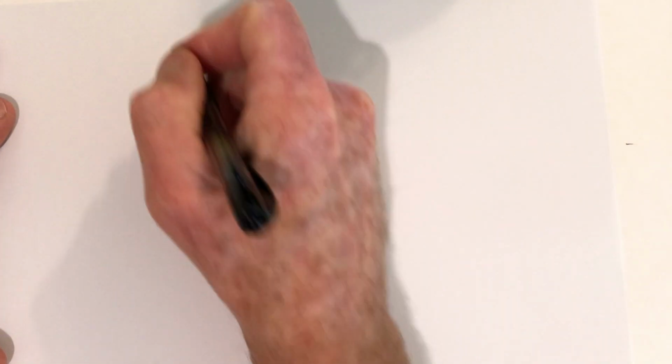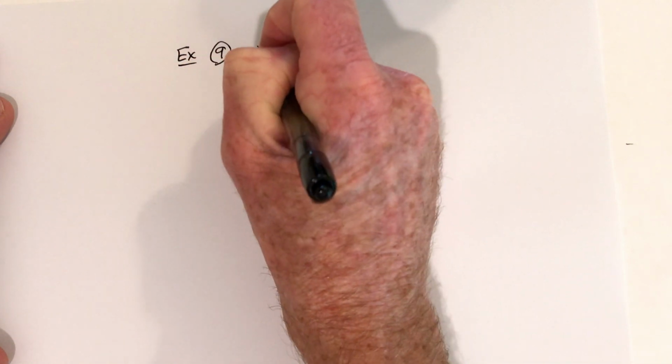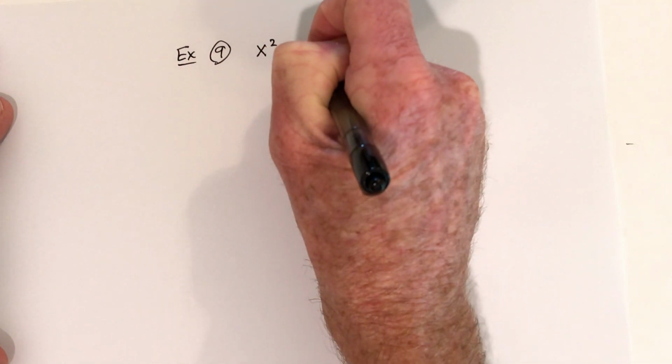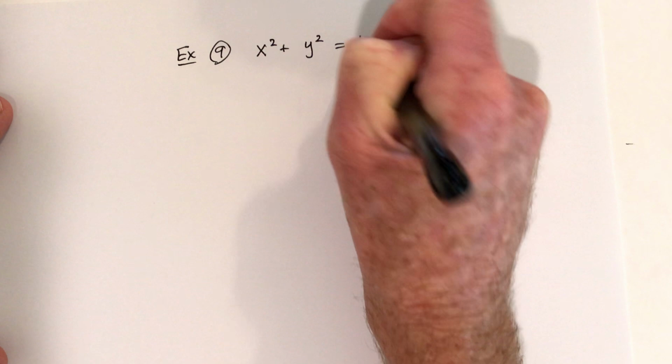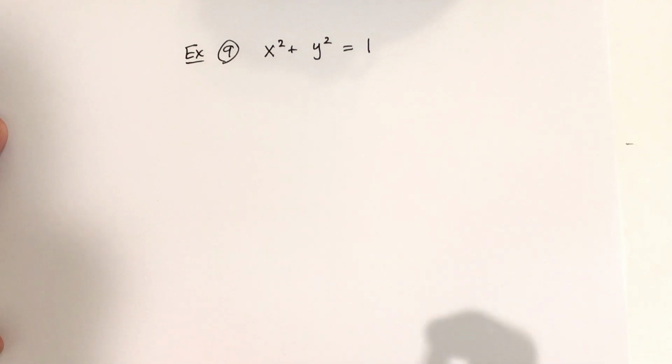And on to the next one. So that was number 8. This must be number 9. So for example number 9, what if you had x squared plus y squared equals 1? And then you go, uh-oh, I think he's messing up because he just did that example. Oh, yes, but we're going to do it again.